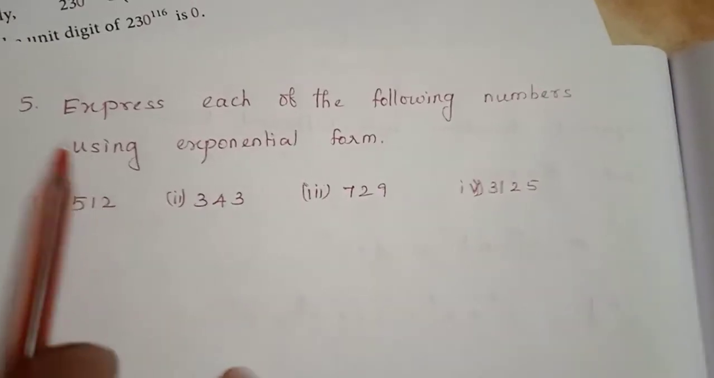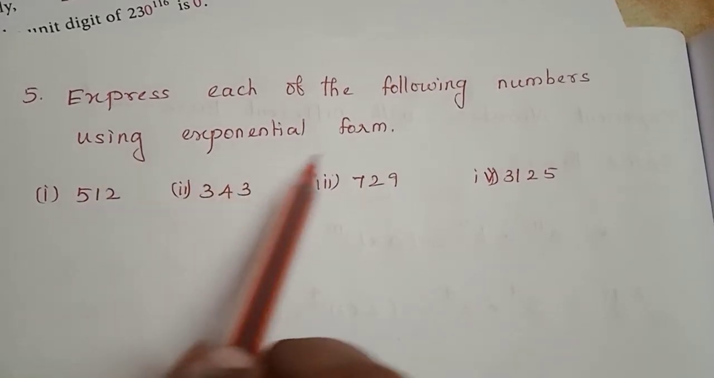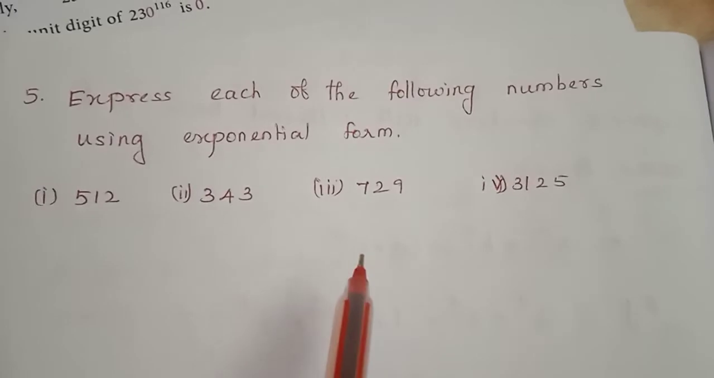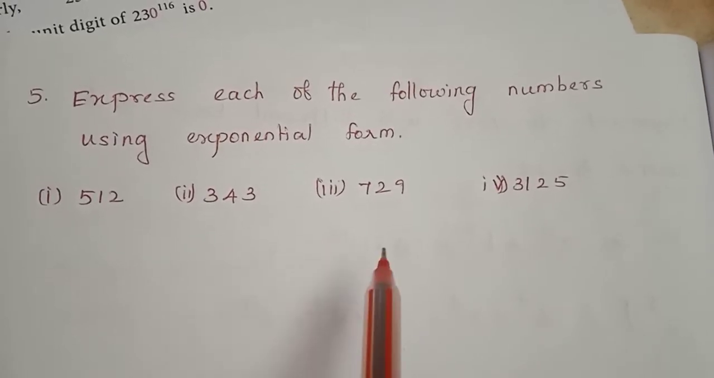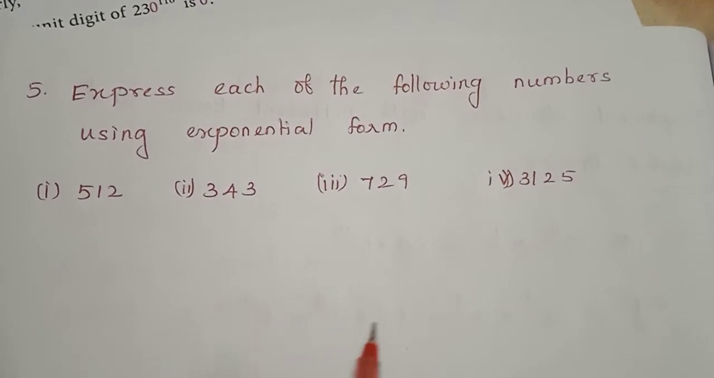Exercise 3.1, question number 5. Express each of the following numbers using exponential form. Now they have given the number, we have to write it in exponential form. To write it in exponential form, we are going to do it using prime factorization.